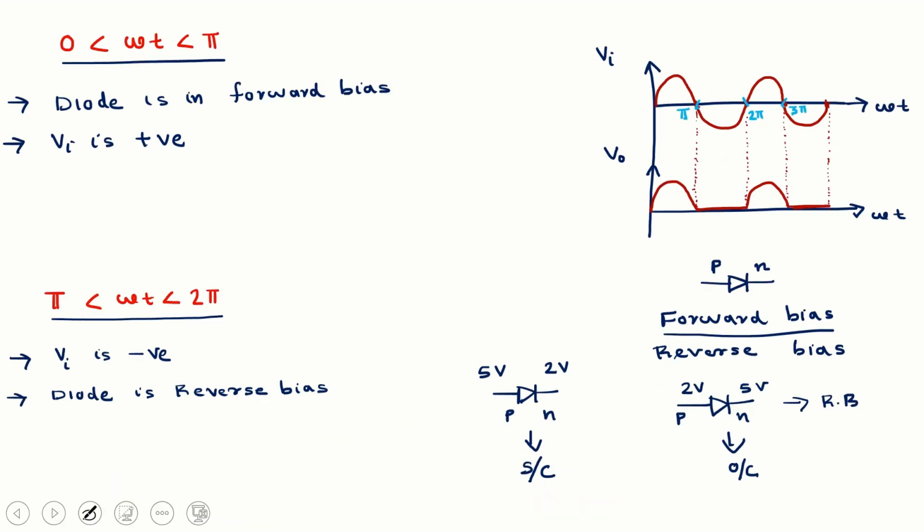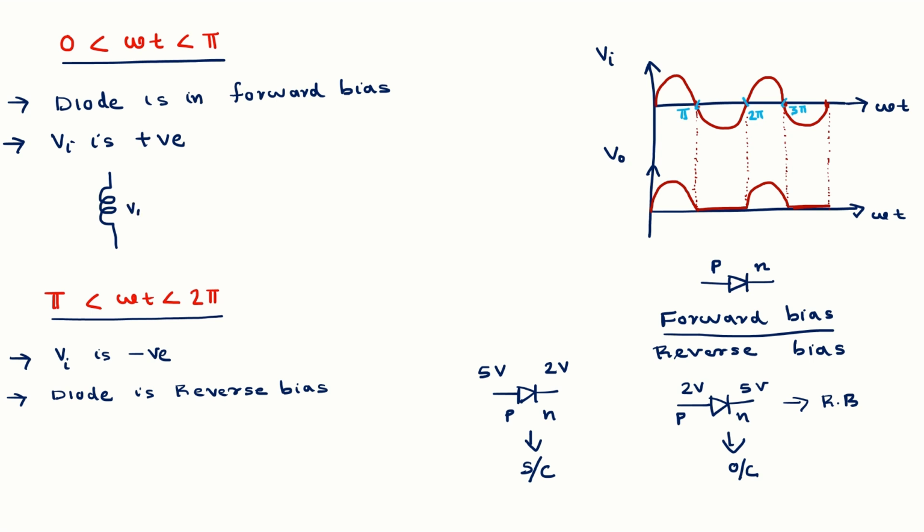So at the first half cycle, 0 to pi, Vi is positive. That means I am applying a higher voltage at the p side than at the n side. So I can say the diode is in forward bias. Forward bias means the diode is in conduction mode and a current starts flowing through this diode. Now the secondary winding diagram. Here I am drawing only the secondary side, the second part of the half wave rectifier.